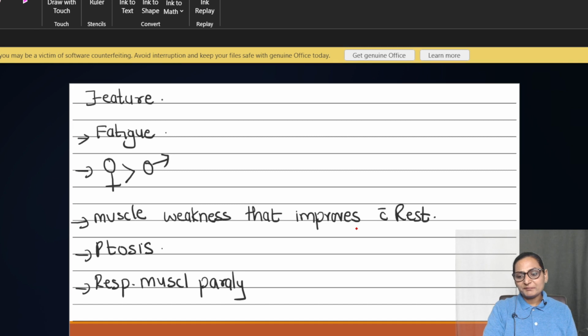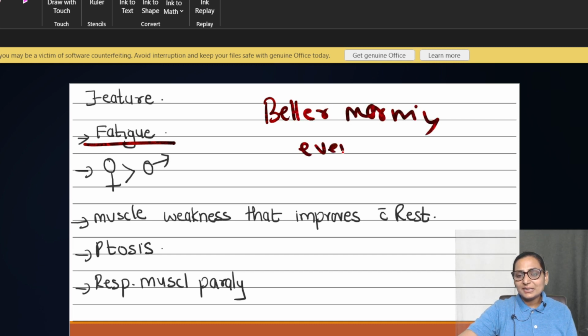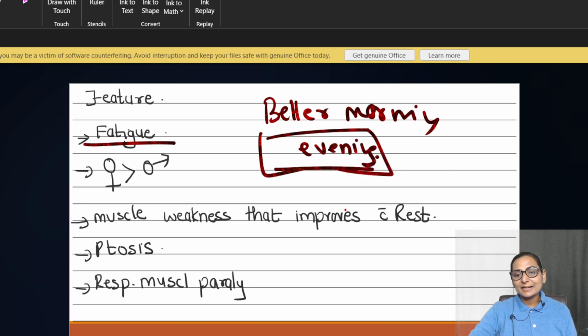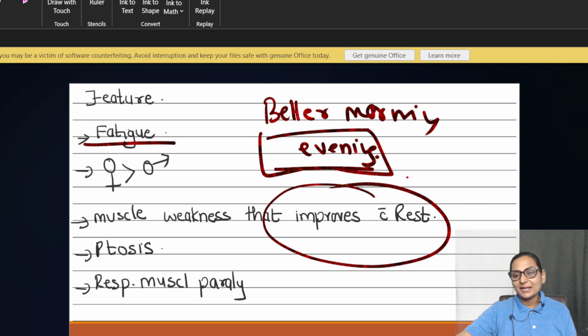Clinically, the most important feature the patient will come up with is fatigue. So extreme tiredness, fatigability. The patient says that he feels better in the morning, that means when he wakes up, he is better. But towards the evening, the complaints increase. That it improves with rest is a very, very important clinical feature.